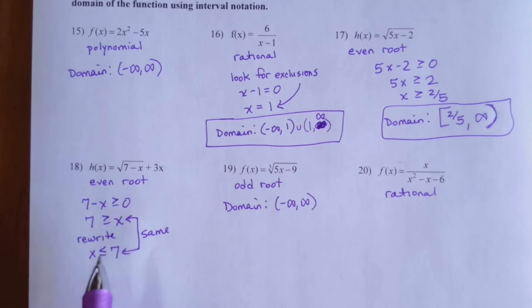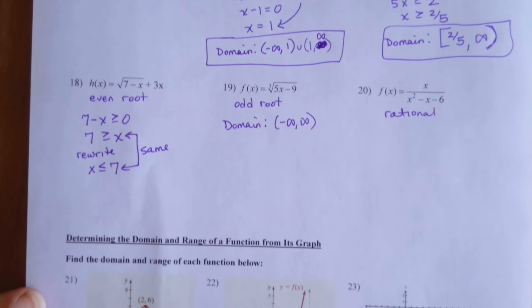So when you're doing your intervals, you got to be careful because this means all the numbers less than 7. So this is deceiving because a lot of you will say, but it's a greater than sign, why isn't it numbers greater than 7? Okay, because this says 7 is greater than x. And if 7 is greater than x, that means x has to be less than 7. So just be careful when you write those out on your paper.